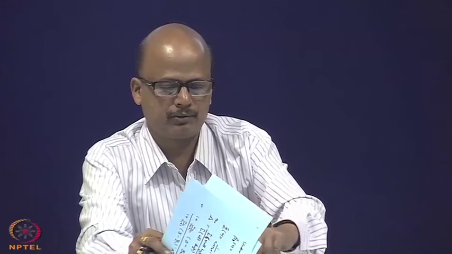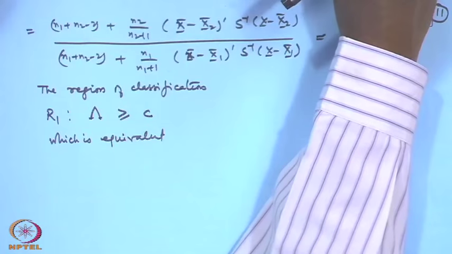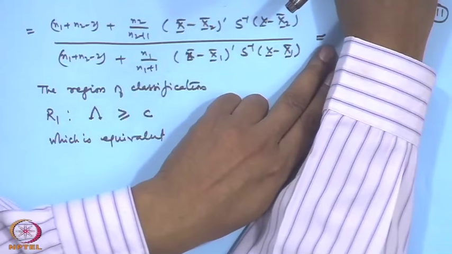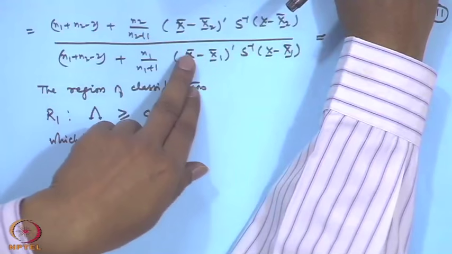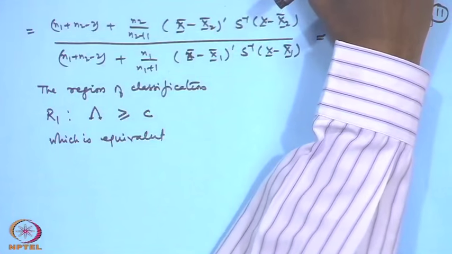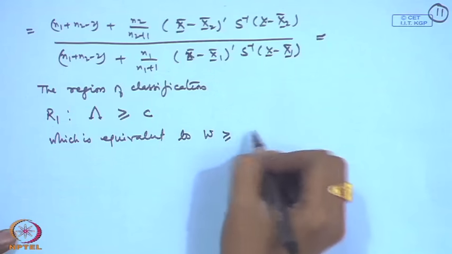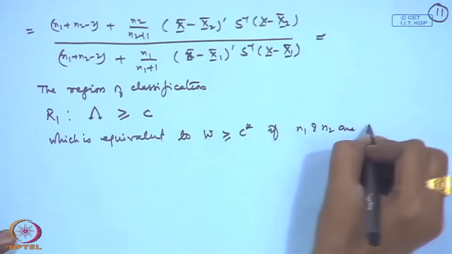If we consider the W term here, W was given by x bar prime S inverse (x1 minus x2) and this term. So, this term and this term have some equivalence, because if you look at this greater than something, then this term will get cancelled out, and you adjust this term, take this common, then it will come exactly of the same form. So, there is a particular case which is equivalent to W greater than or equal to some C star, if n1 and n2 are large.